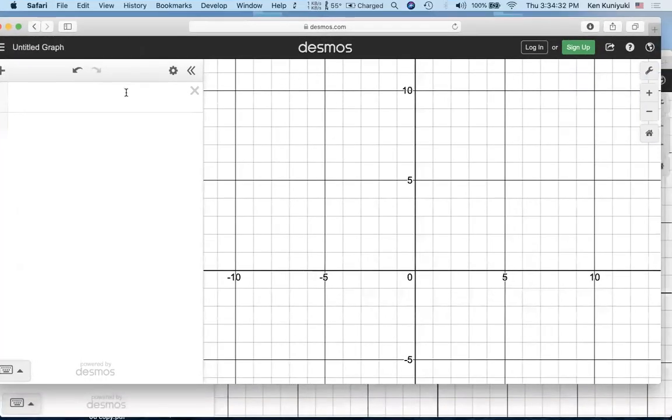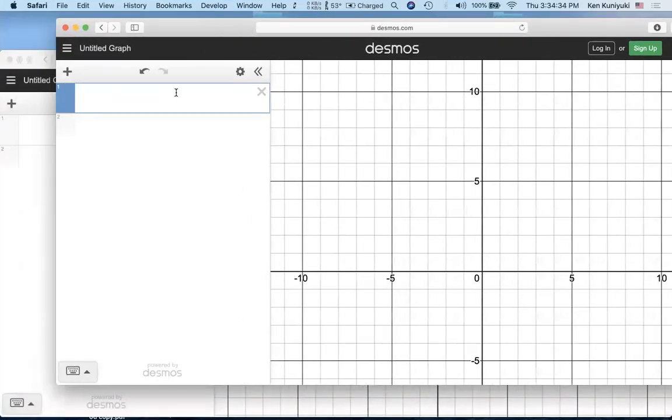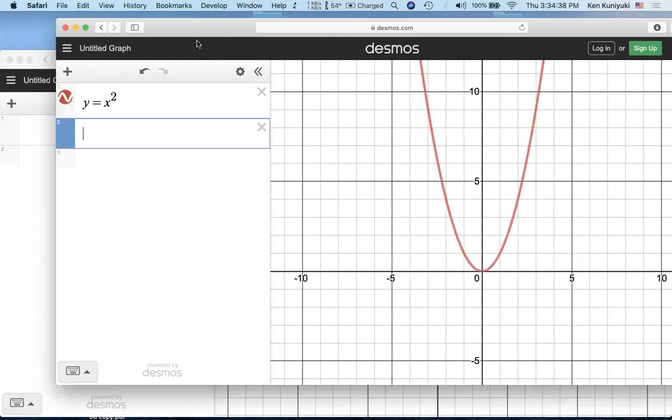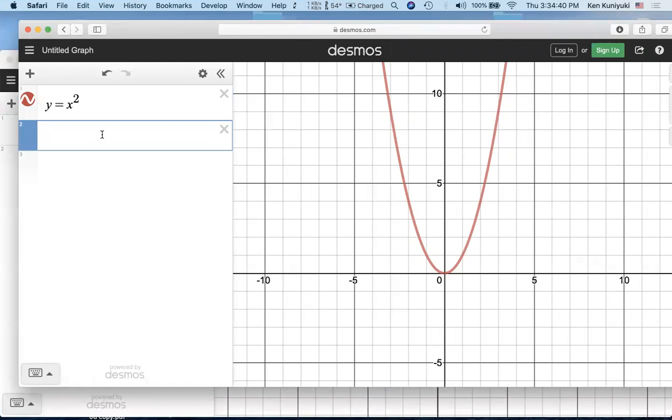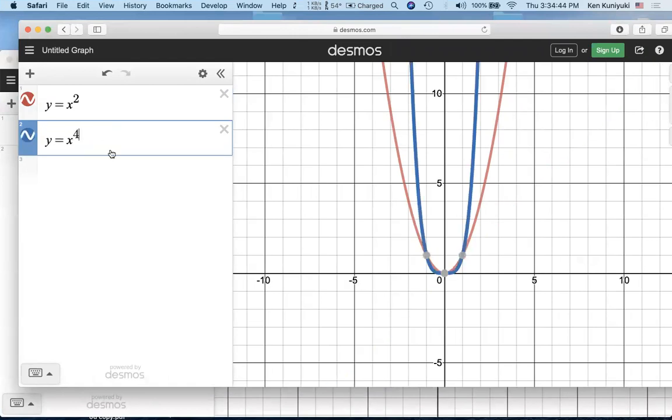All right, so let's graph y equals x to the second. That's called a parabola, by the way. And then y equals x to the fourth. Now, technically, this is not a parabola. Only quadratics graph as parabolas. But still, y equals x to the fourth in blue here is still a bowl shape.